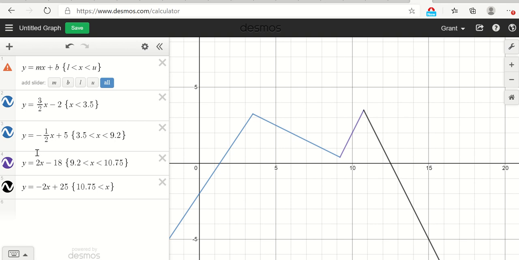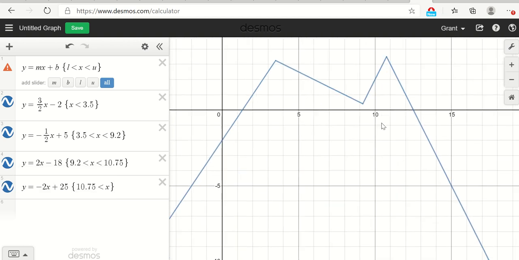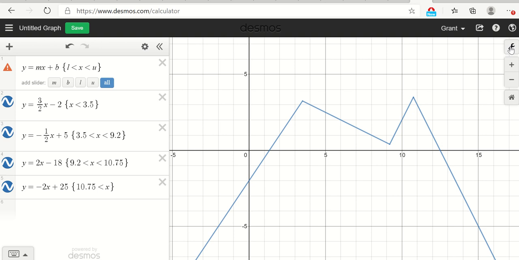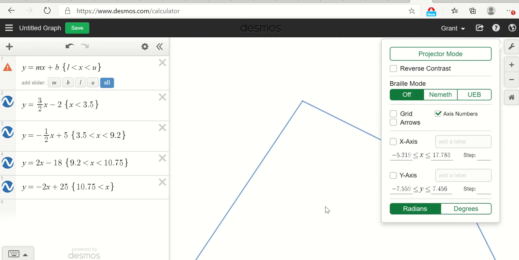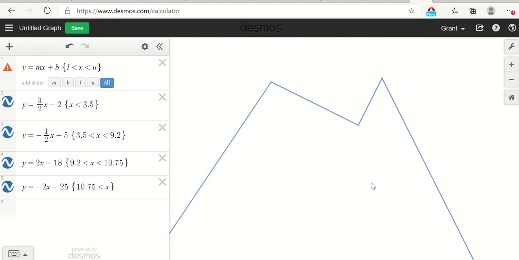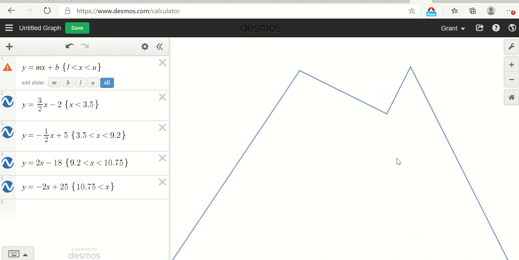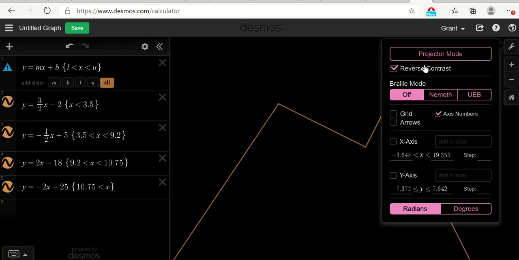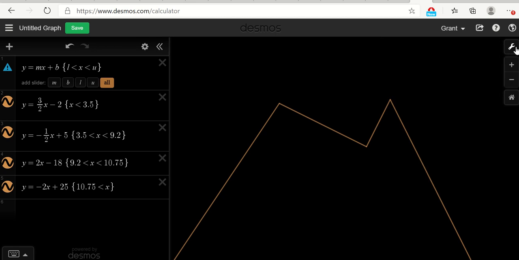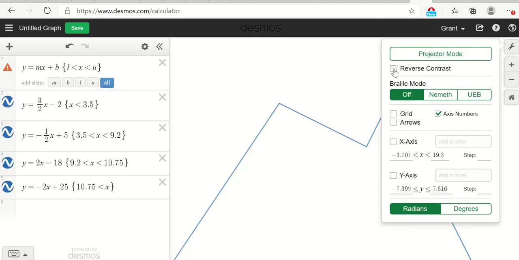I wouldn't say this is necessarily beautiful. This isn't an amazing mountain landscape, but I can at least change their colors so that they're all this nice, cool blue color. And maybe you don't like the idea of calling this a mountain landscape. Maybe you prefer the idea of calling this like the letter M or some sort of volcano or something. You can play around with the controls of Desmos as well. You can do reverse contrast if you like.